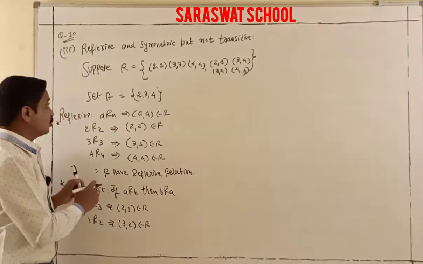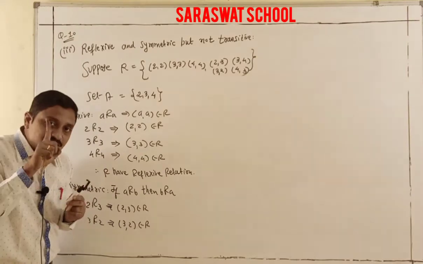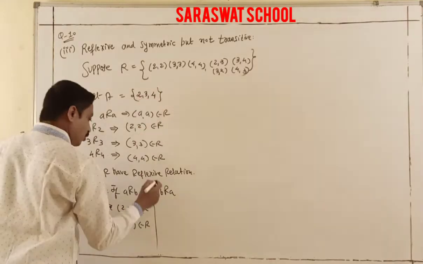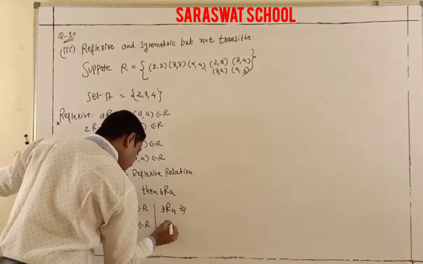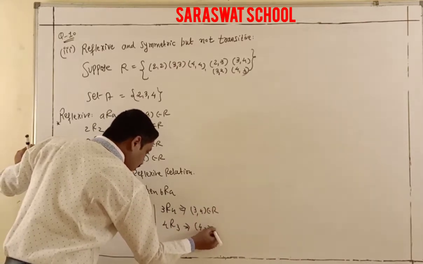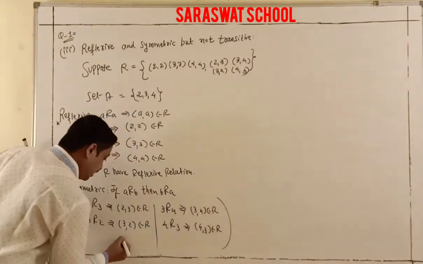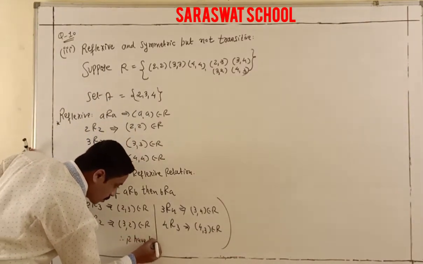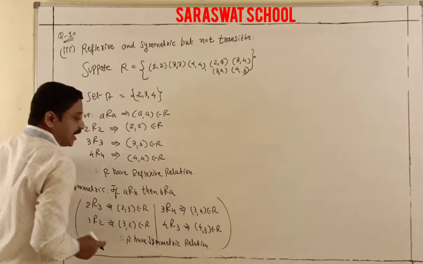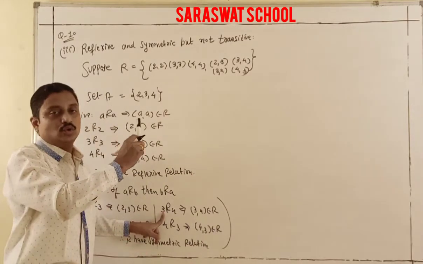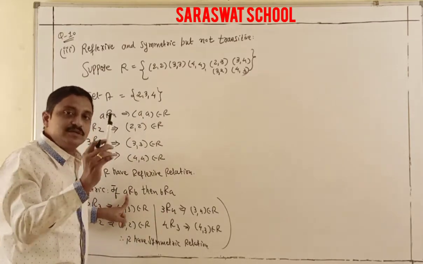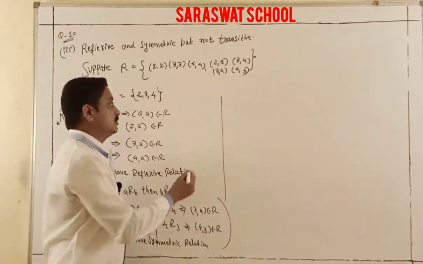You never take 2 to 4 here, because the first pair taken must be true. Check similarly: 3 relation 4 and after that 4 relation 3. 3, 4 belongs to R, and 4, 3 belongs to R. So definitely R is a symmetric relation. I again repeat, you can't write 2 to 4 because it is not written in R, and according to the condition, the first pair must be true, then second is checked.